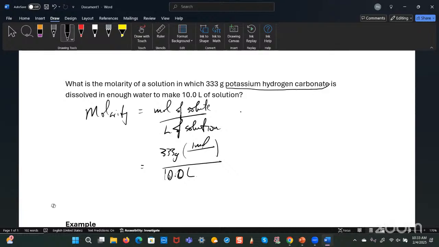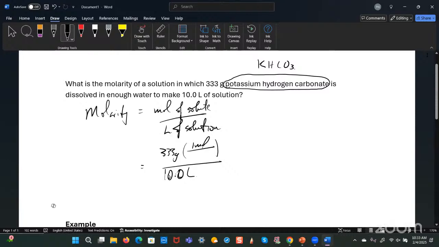Remember, it's potassium hydrogen carbonate. What I would do, if I were you, is figure out what the formula of potassium hydrogen carbonate is, right? So what's the formula for potassium hydrogen carbonate? K is one of it. K what? KHCO3, exactly. So you need to find the molar mass of KHCO3.